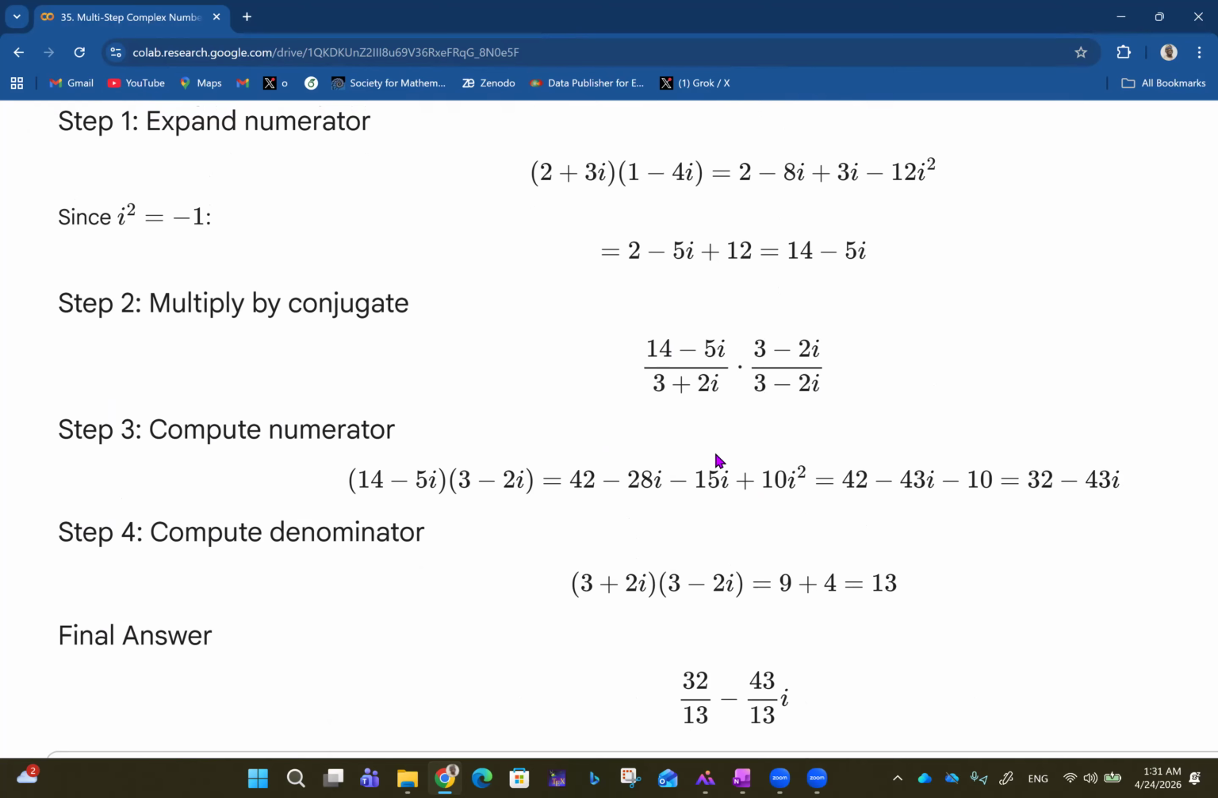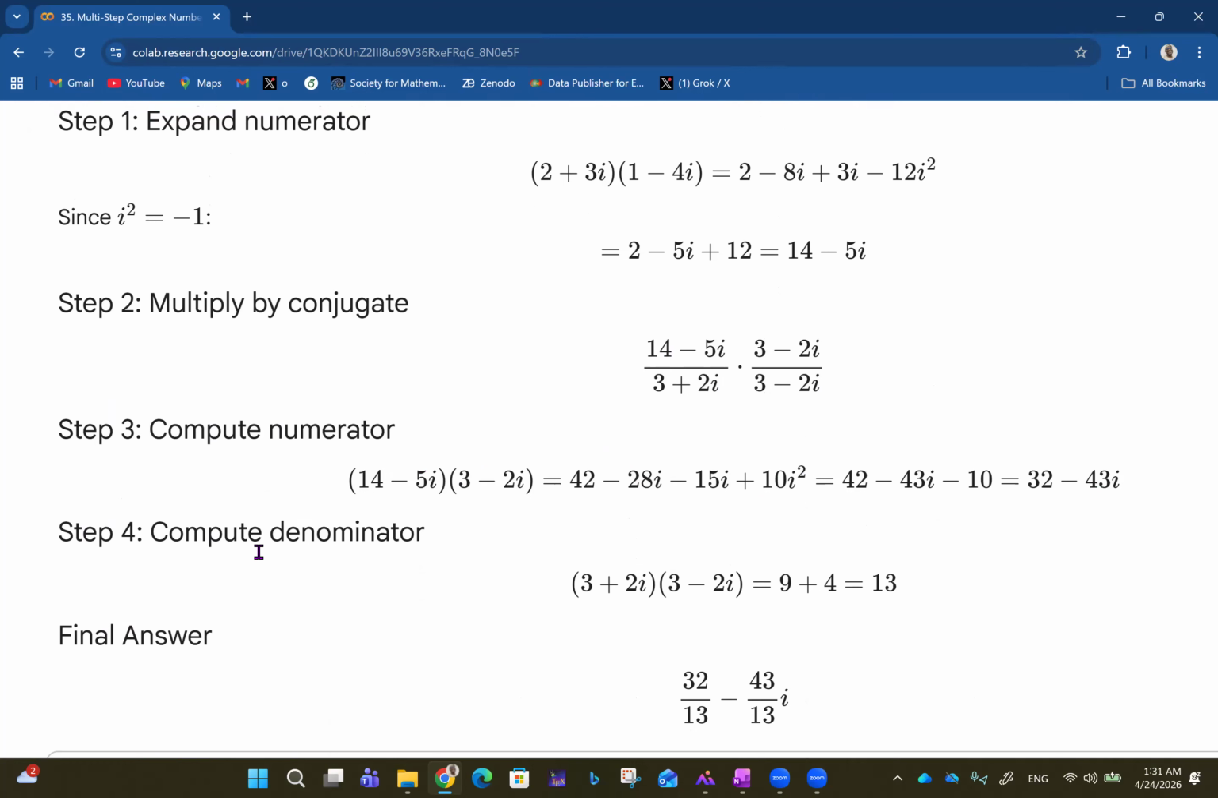So what we then do is, of course, we expand as usual. 14 minus 5i times 3 minus 2i. 14 times 3 is 42. 14 times minus 2i is minus 28i. Minus 5i times 3 is minus 15i. Then minus 5i times minus 2i is plus 10i squared. So you have minus 43i minus 10, and that is 32 minus 43i.